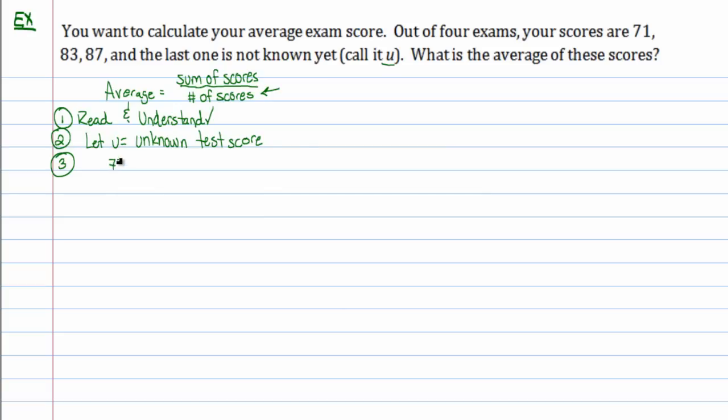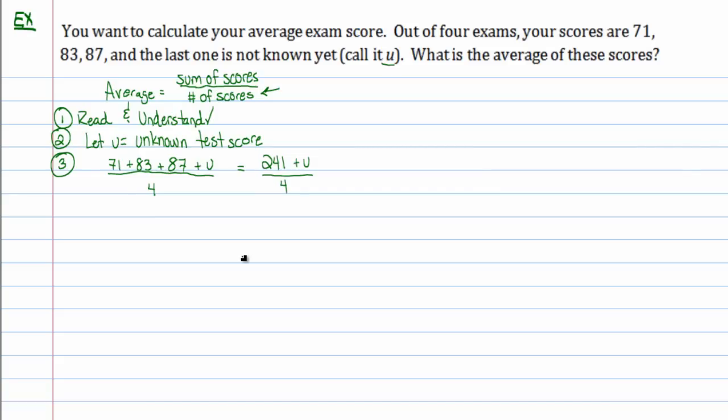You just take the sum of scores, which would be 71 plus 83 plus 87 plus the unknown, divided by the number of scores. There happens to be 4 of them. Of course, this is not actually the best way to write this, because if I was your instructor, I would mark you down. You should add up these numbers up here. So that's 160, 170, 241. 241 plus U all over 4. And that would be the average of those scores.